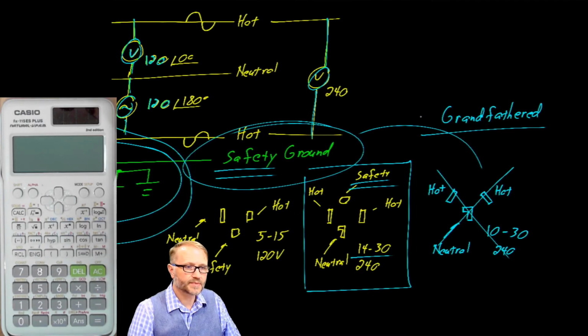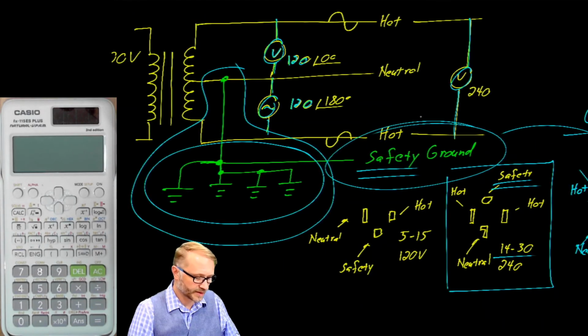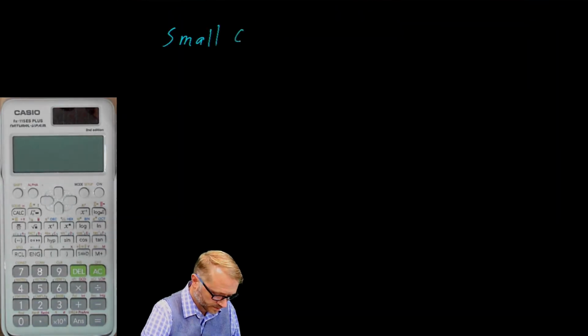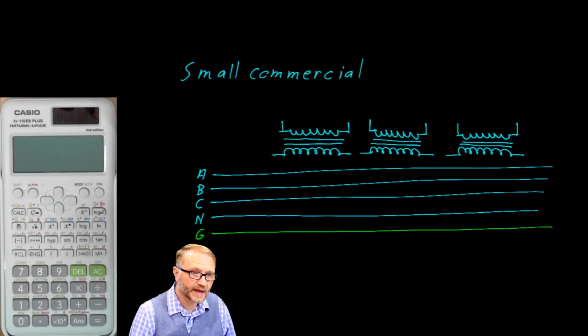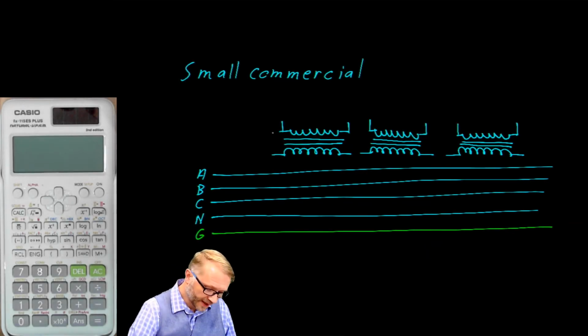That was an example of residential. Let's take a look at small commercial. For small commercial, you can expect 3-phase, 5-wire, that's phase A, B, C, a neutral, and then the safety ground. The transformers would be connected up as Y configuration.